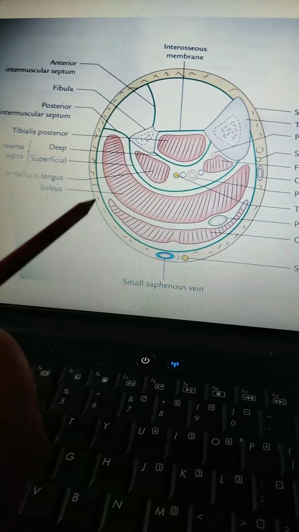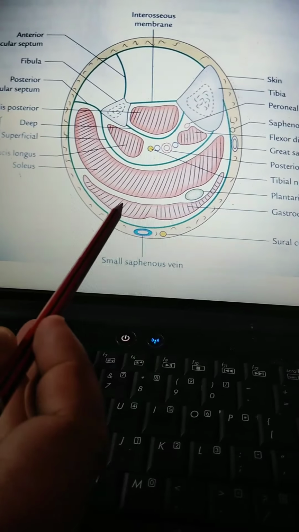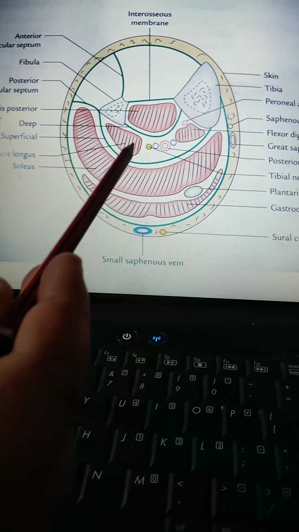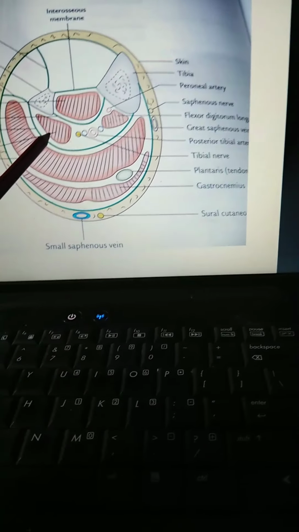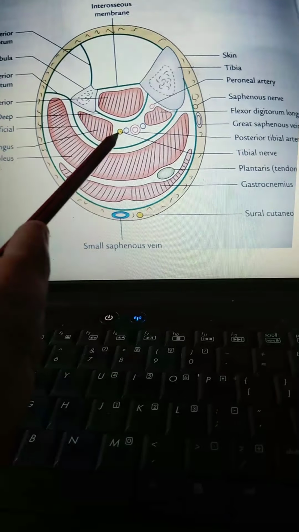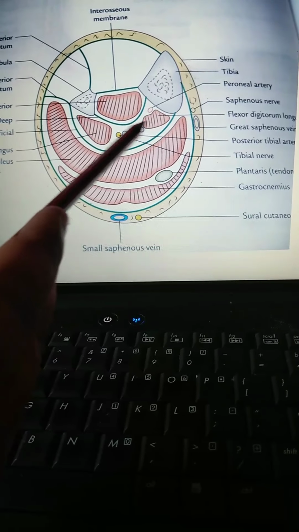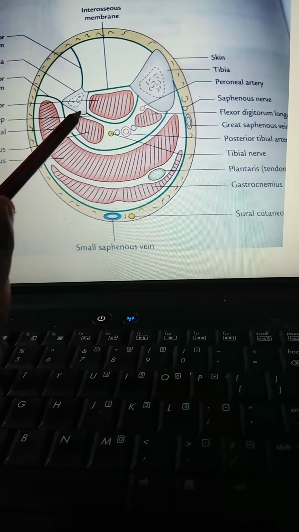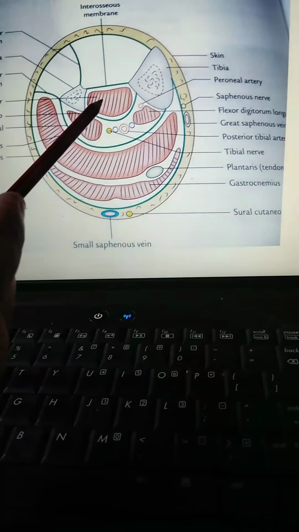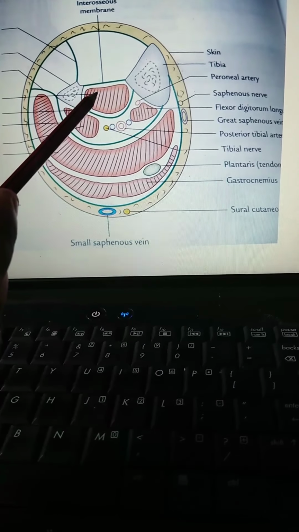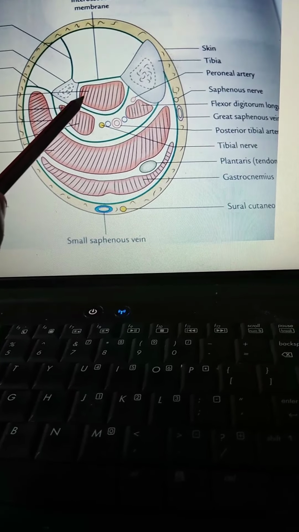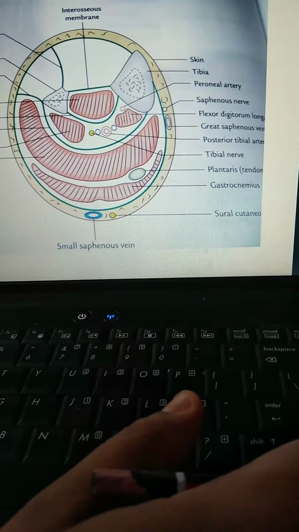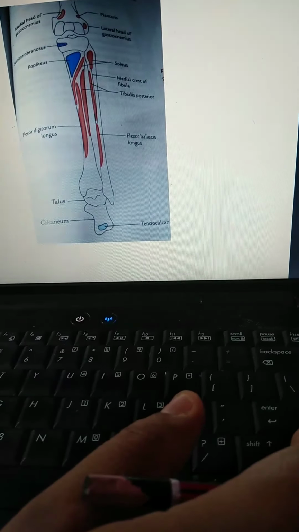The superficial compartment contains the gastrocnemius muscle, soleus muscle, and plantaris. The middle compartment contains the flexor digitorum longus, flexor hallucis longus, and posterior tibial nerves and vessels. And the deep compartment contains the tibialis posterior muscle. Now we will have an idea about some muscles of the posterior compartment.